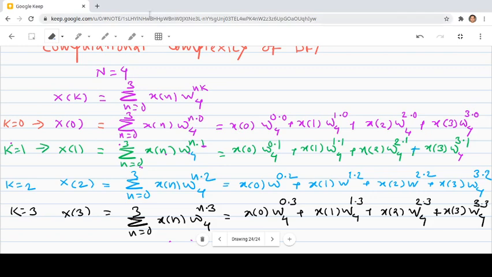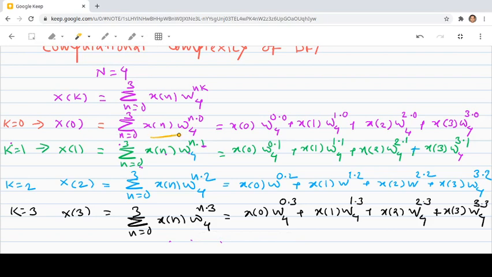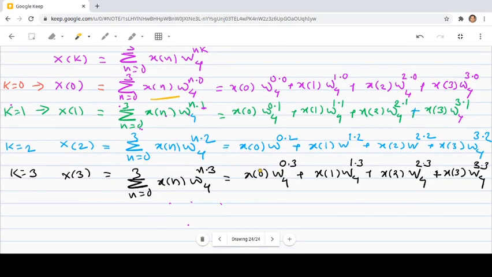Then we have to expand this sum for n ranging from 0 to 3. So first of all, put n equal to 0: x(0) W^(0·0), plus put n equal to 1: x(1) W^(1·0), plus n equal to 2: x(2) W_4^(2·0), plus x(3) W_4^(3·0). Similarly, you can do for k equal to 1, 2, 3, and now we have the 4 coefficients.